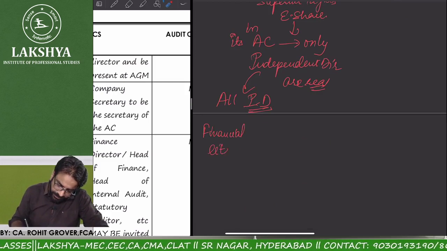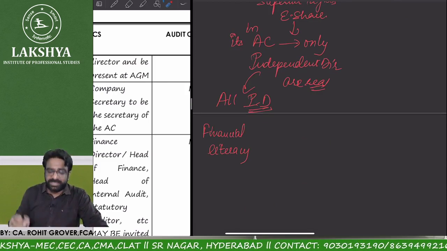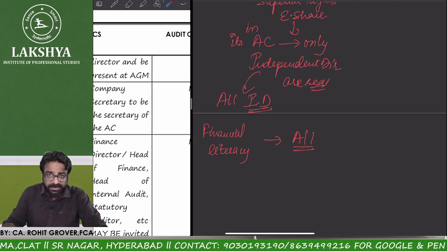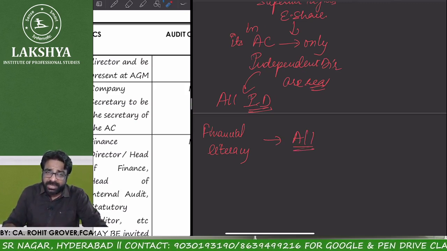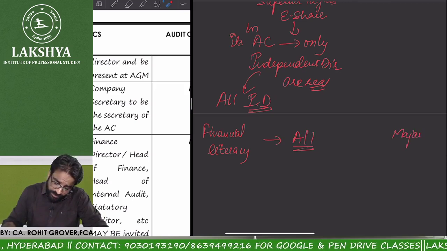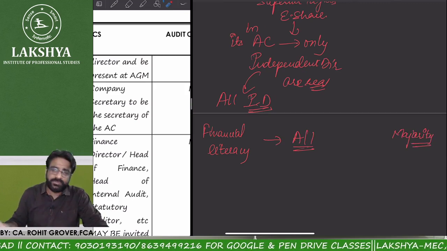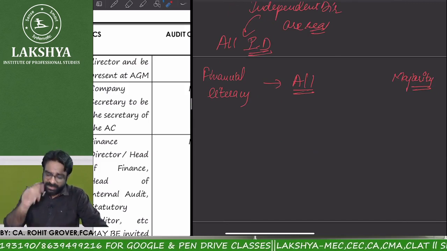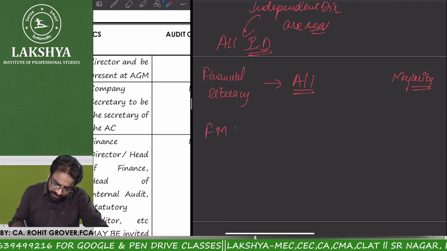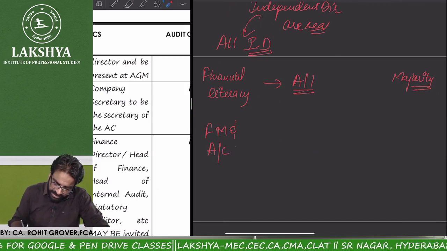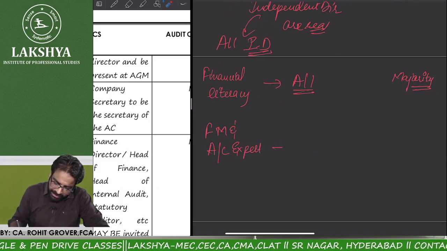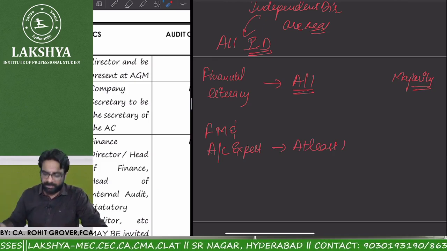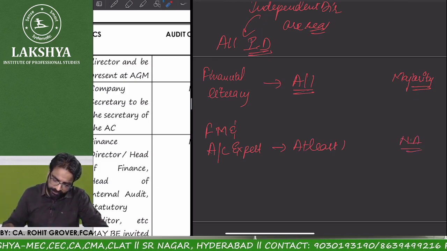Next point, financial literacy. In the case of financial literacy, here all should be financial literate, or here the majority should be financial literate. But among all, do we need one financial expert? Financial management and accounting expert, how many people? At least one. We need at least one here, but in case of Companies Act, not applicable.